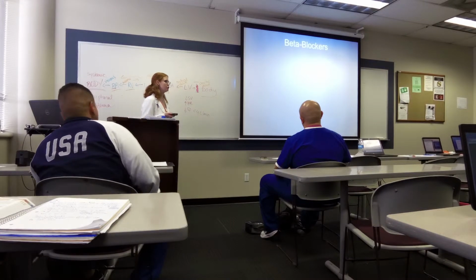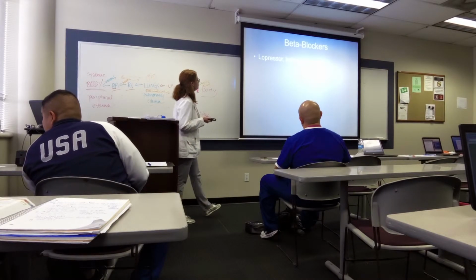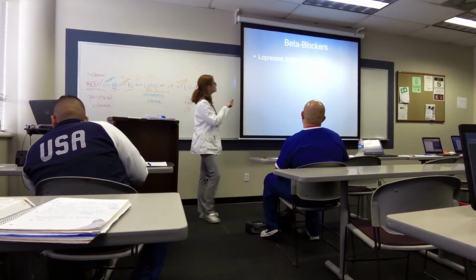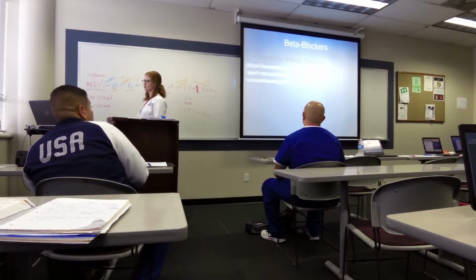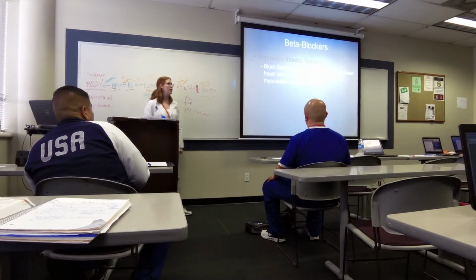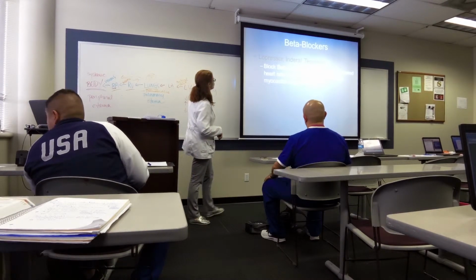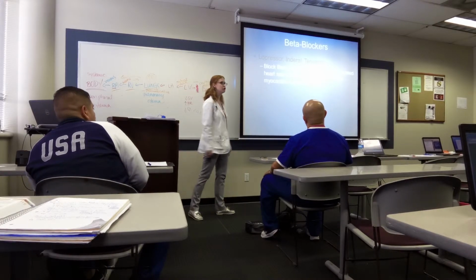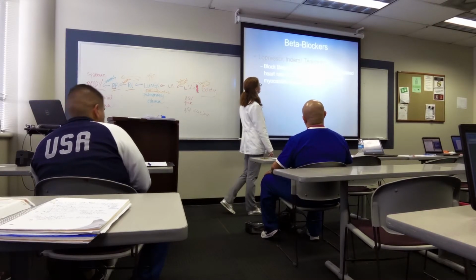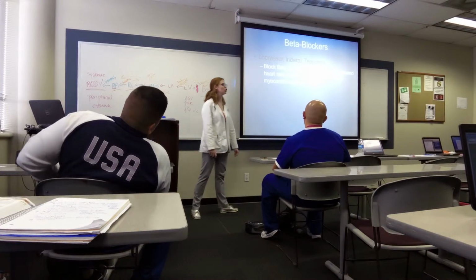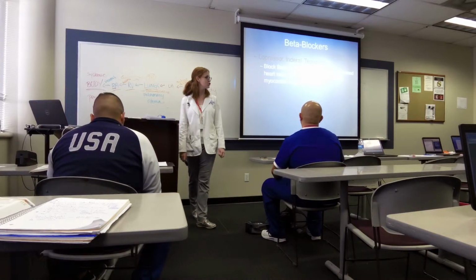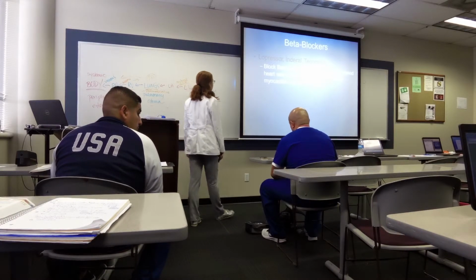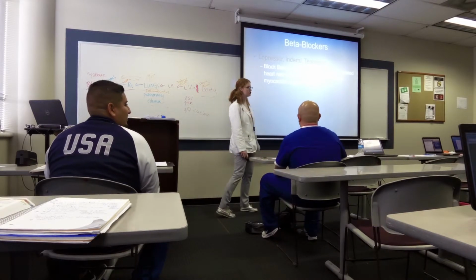Beta blockers. Common ones are Lopressor, Inderal, Tenormin. Lopressor is probably most common that you'll see. So they block the beta-adrenergic receptors. So just know they block beta receptors, which will help to decrease heart rate as well as heart contractility. So the heart does not have to work as hard, which in turn will decrease the myocardial oxygen demand.